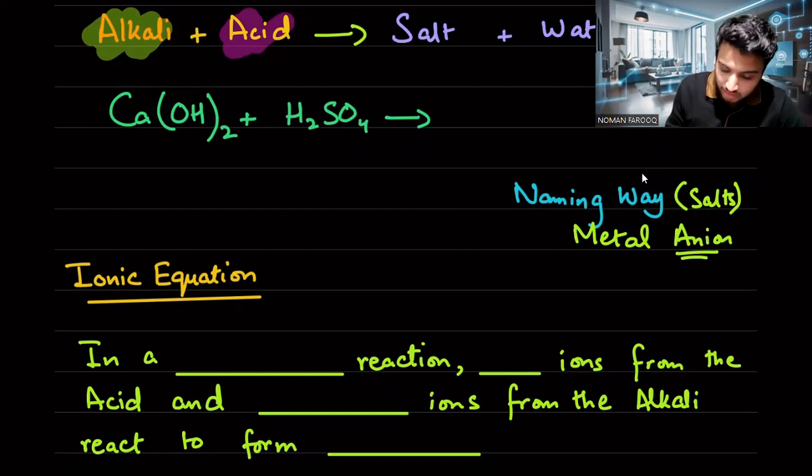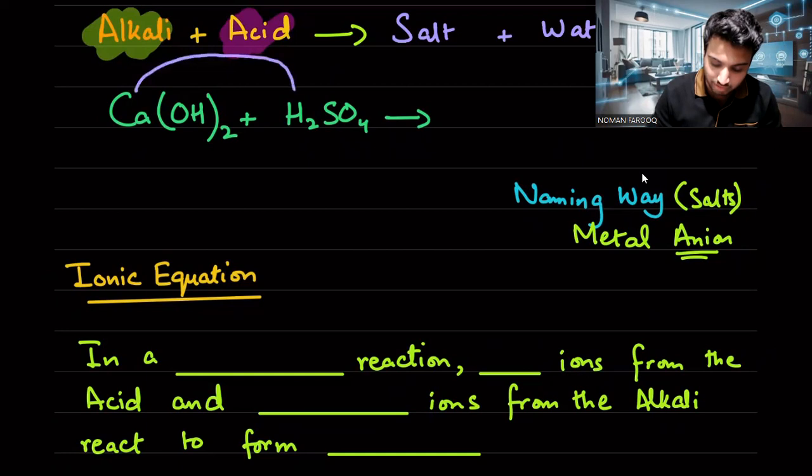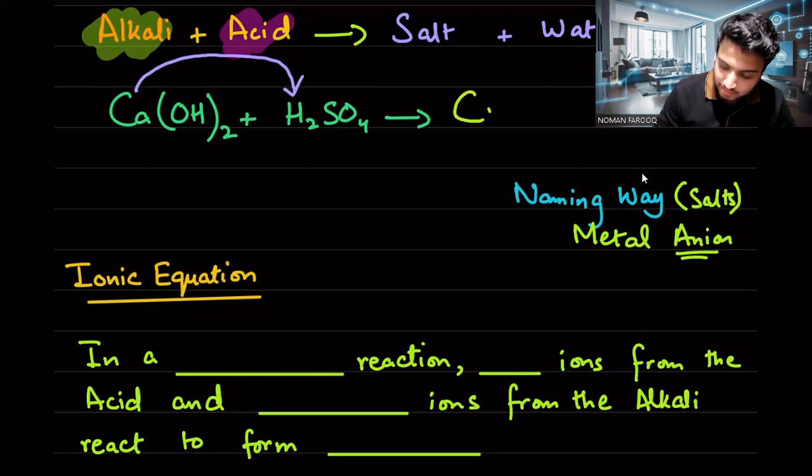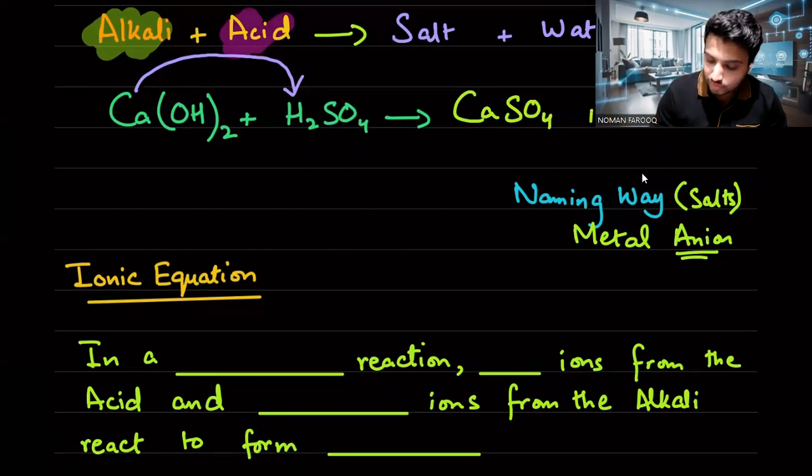So metal basically replaces hydrogen of an acid. So this is the metal. It will replace hydrogen of an acid. So it will become Ca, calcium. Now it replaces the hydrogen. It comes in the place of hydrogen. So it will be attached with SO4, CaSO4. So it would be calcium sulfate. And the formula of water we already know, which is H2O.